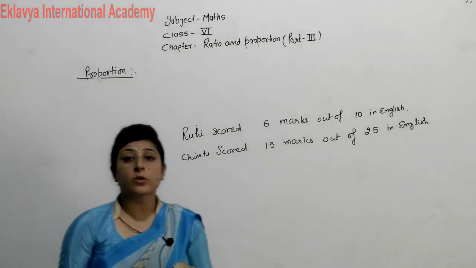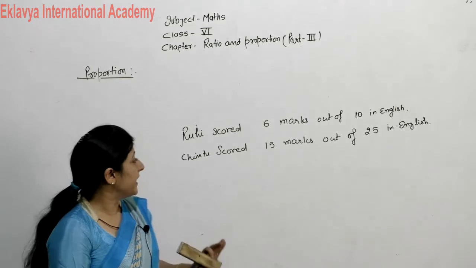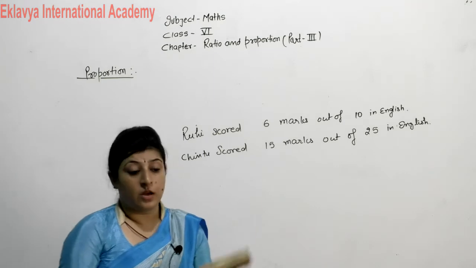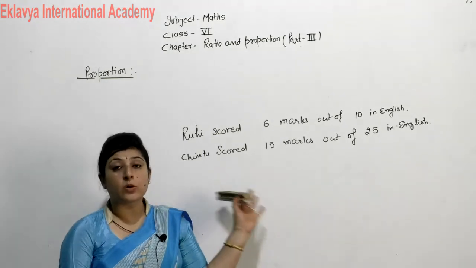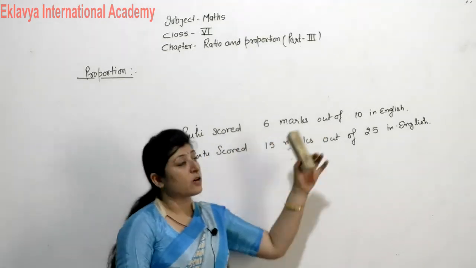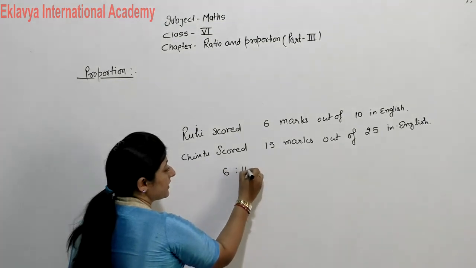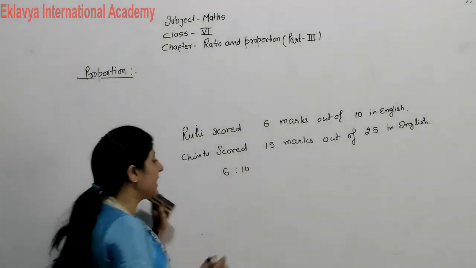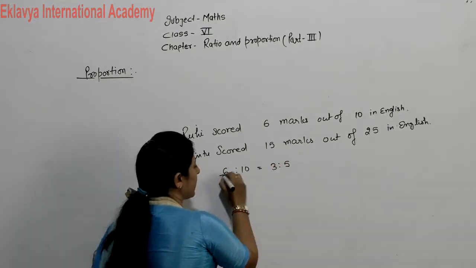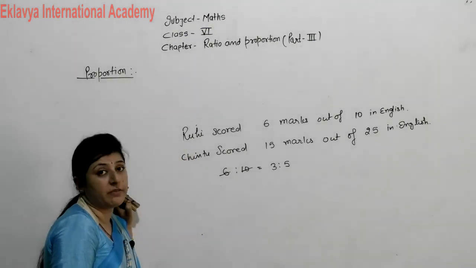Who gets the more score in their subject? We want to compare that between Ruhi and Chintu. Ruhi scored 6 marks out of 10. If you find the ratio, this becomes 6:10. 2 threes are 6, 2 fives are 10. You can cut by 2, then the ratio becomes 3:5.